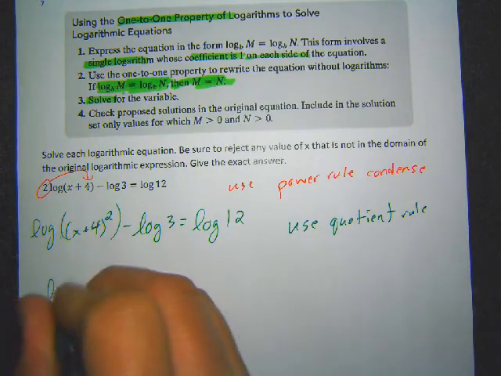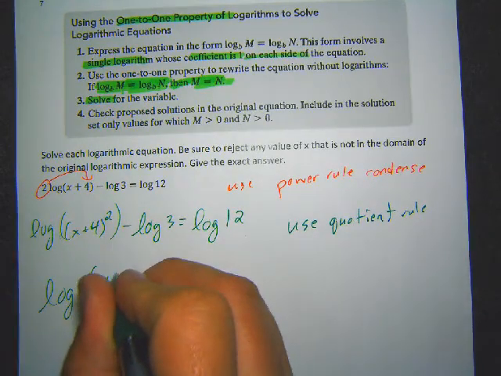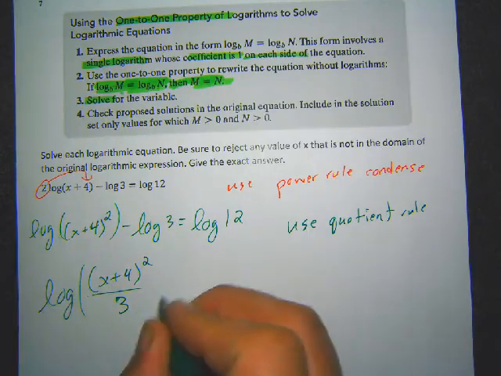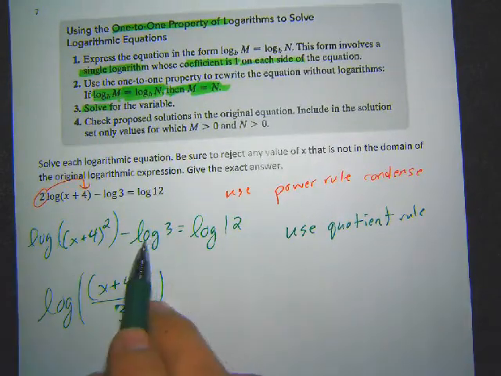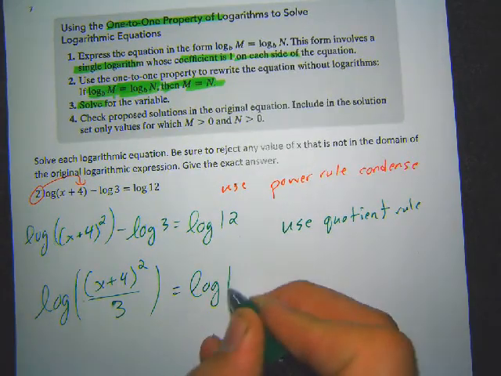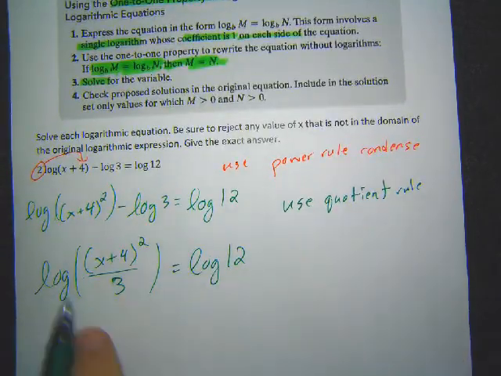So I'm going to take this and turn it into a log of the first thing, which is the x plus 4 squared, over the second thing, which is a 3. And that's what we have log of. Just take those two logs and combine them into a single log. Equals log of 12. Okay, this is the idea.